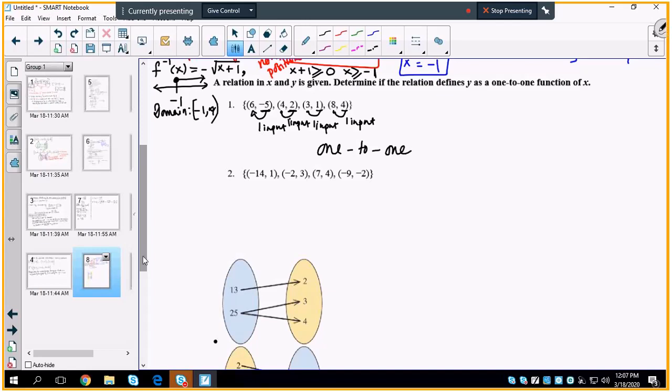How about the next example? See, 1 has one input. 3 has one input. 4 has one input. Negative 2 has one input as well. So again, all the outputs, 1, 3, 4, negative 2, have exactly one input. So it is 1 to 1, or injective.